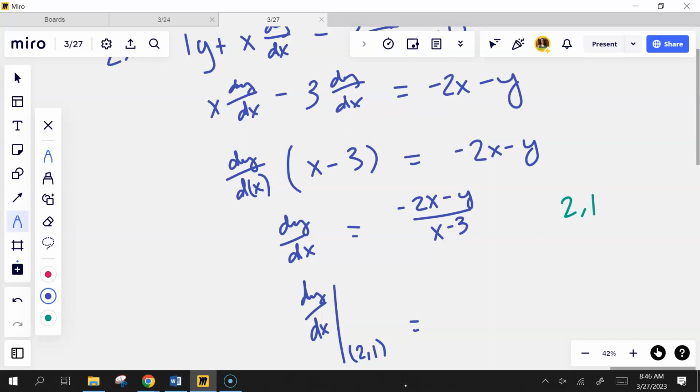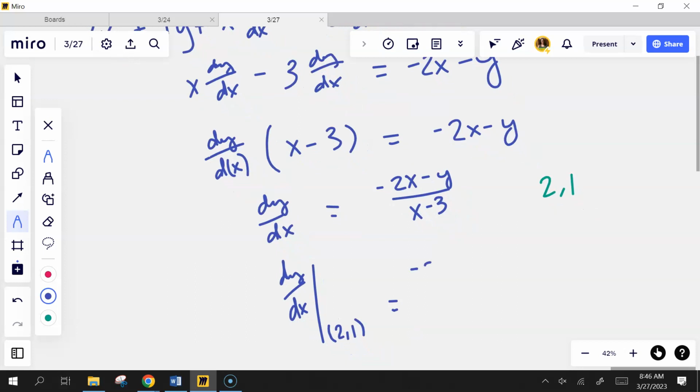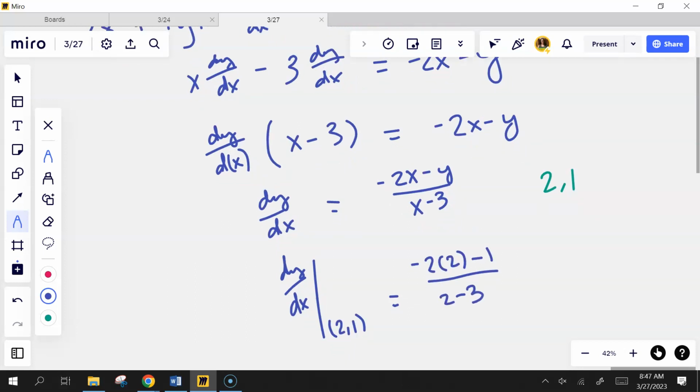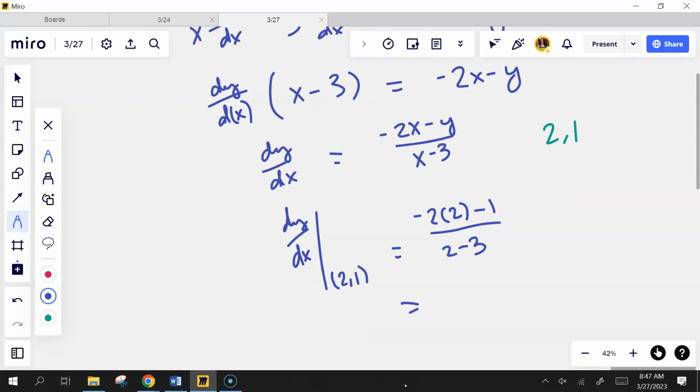You should still get the same answer. That's fine. Negative 4 minus 1 is negative 5 over negative 1.